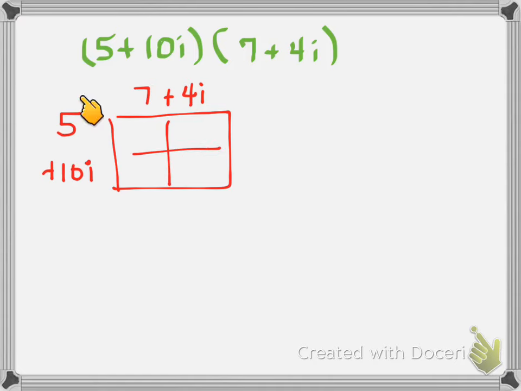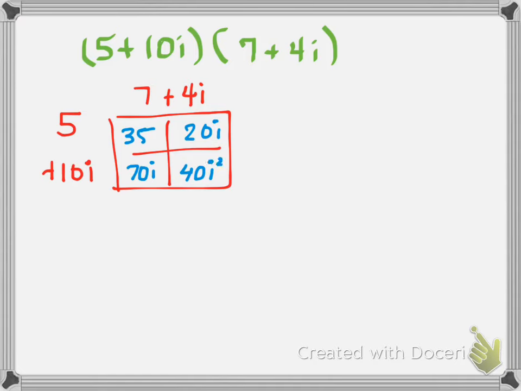So again, I got 5 times 7, 35. I then have 5 times 4i, which is 20i. 7 times 10i, which is 70i. And 10i times 4i, 40i to the second power.